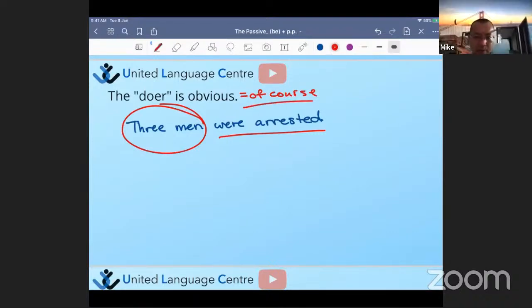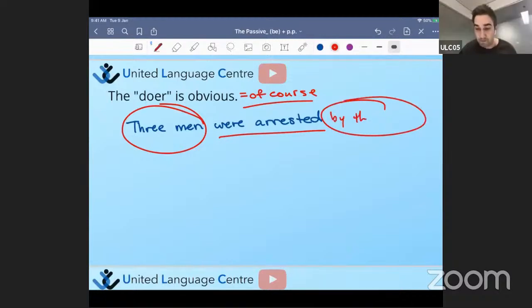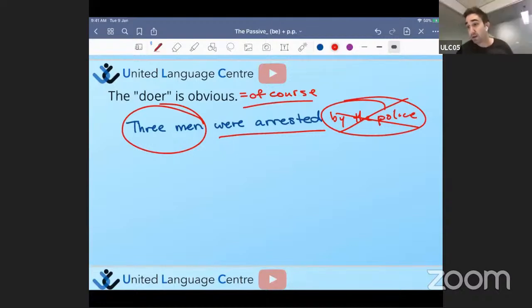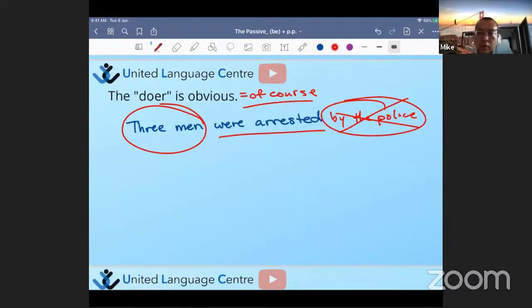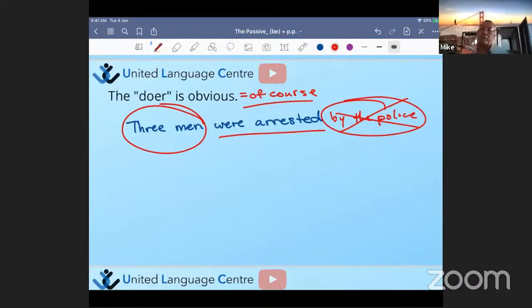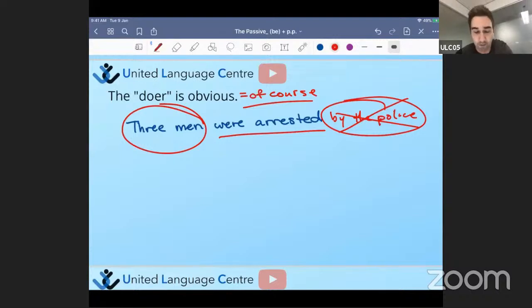I don't need to say "by the police." Actually, it's not important because of course the police arrested them. I'm a teacher. I can't arrest somebody. Mike's a businessman. He can't arrest anybody, right? So the three men were arrested by the police. No need to say by the police. Just, they were arrested. Everybody knows it was the police.